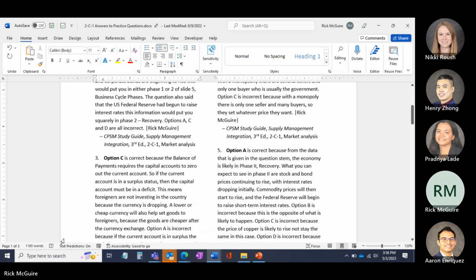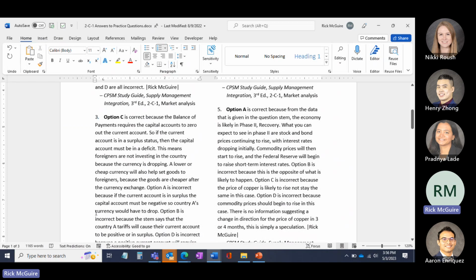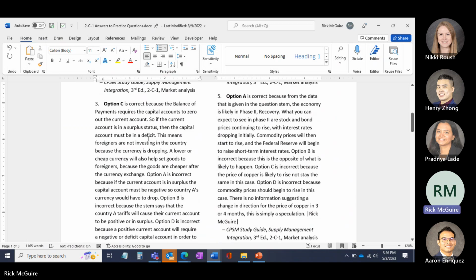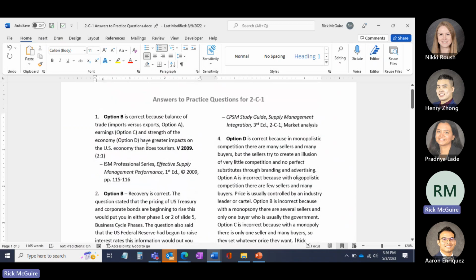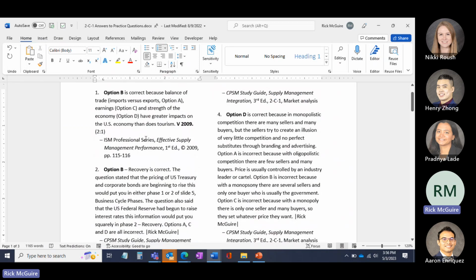So 3 is going to be Charlie. Balance of payments requires the capital account to zero out the current account. So if the current account is in a surplus status, capital account must be in a deficit. 4 is Delta. Monopolistic competition. There are many sellers and many buyers, but the sellers try to create the illusion of very little competition through branding.